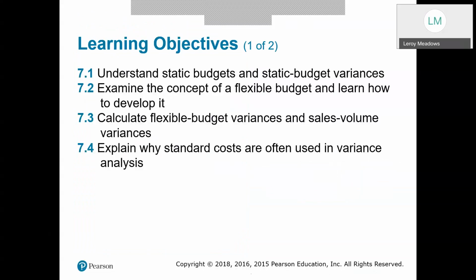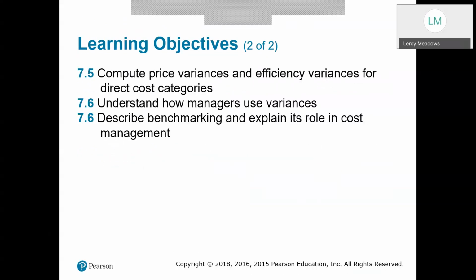First of all, we're going to understand static budget and static budget variances. Second, we're going to examine the concept of a flexible budget and learn how to develop it. We're going to calculate flexible budget variances and sales volume variances, and we are going to talk about and explain why standard costs are often used in variance analysis. We're going to compute price variances and efficiency variances for direct cost categories. And then next time, we'll talk about understanding how managers use variances, along with creating journal entries, and then describing benchmarking and explaining its role in cost management.